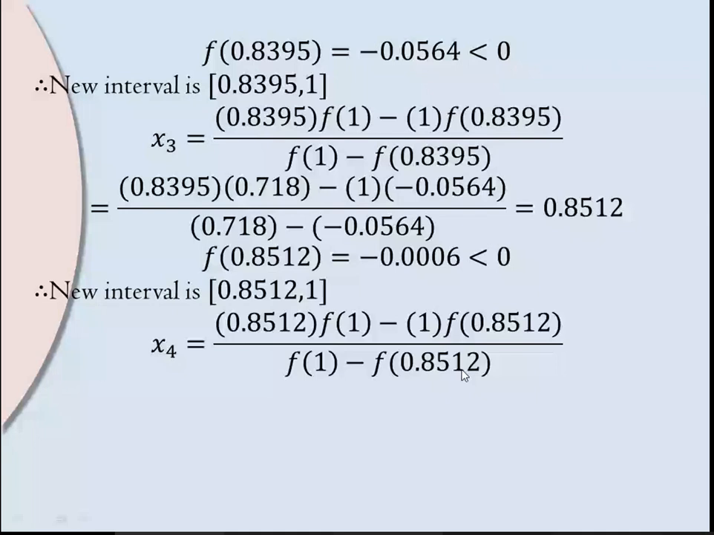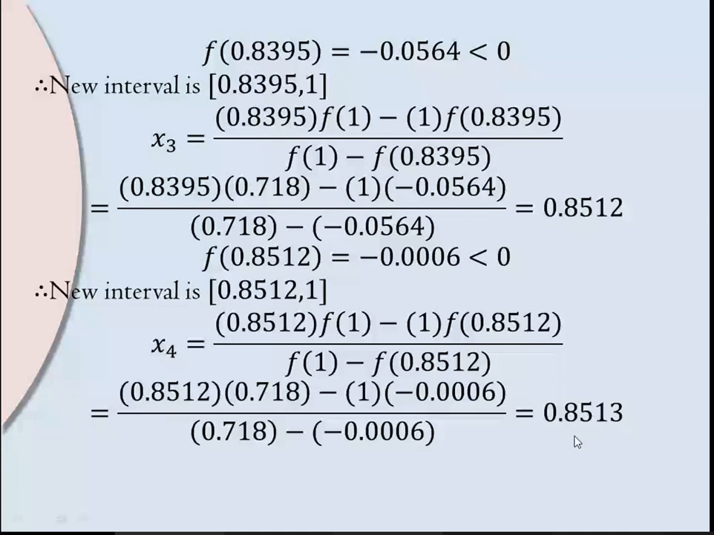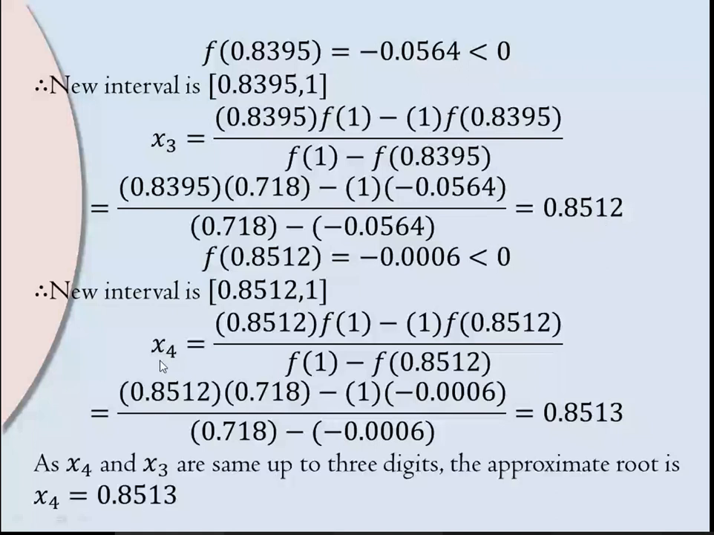Whether x3 and x4 are matching. Yes, x3 is 0.8512, x4 is 0.8513. You can see they are matching up to 3 decimal places. So the approximate value is x4, as x3 and x4 are matching up to 3 digits. So the approximate value is x4 equal to 0.8513. So this is a more accurate value, or this gives us the answer in fewer steps. Okay, this will converge more rapidly than bisection method.